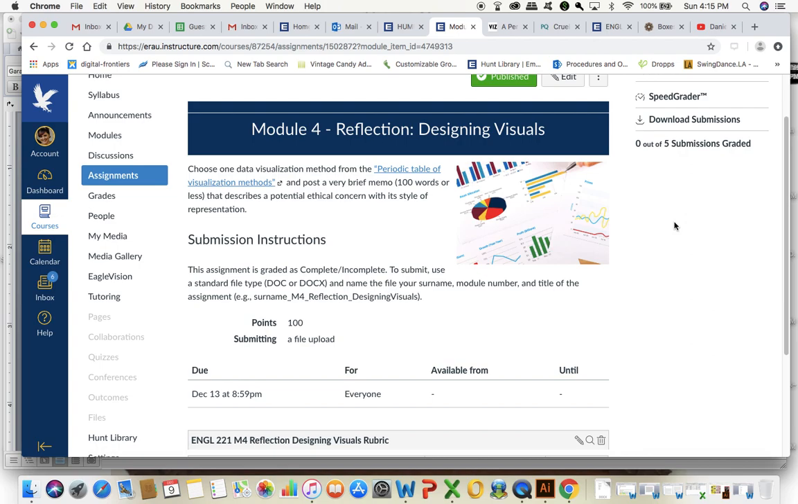And then, sorry, I was looking for the instructions. It's so short. What you're doing is describing a potential ethical concern with the style of representation.